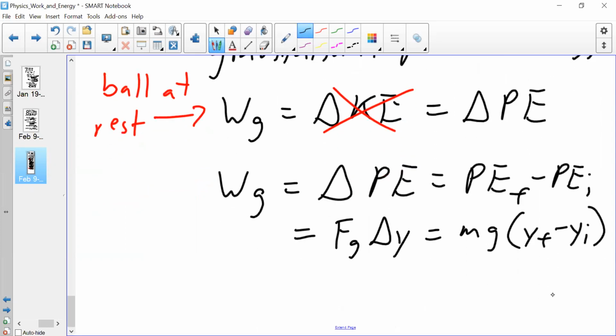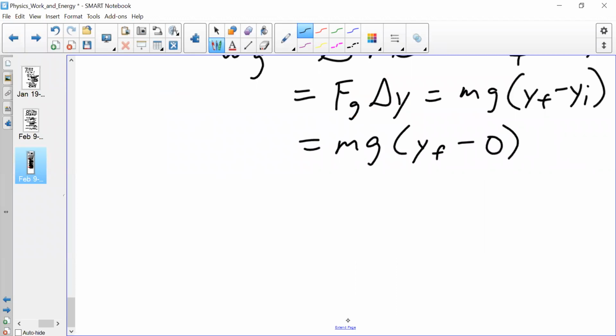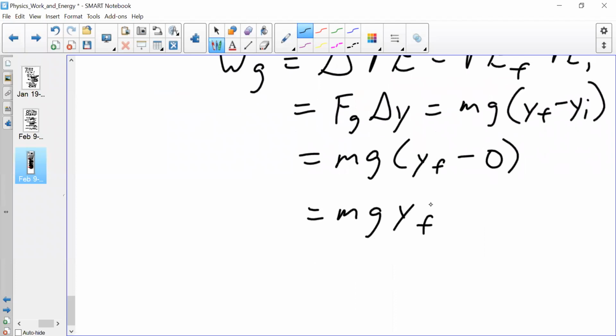We stated that the initial position, the initial height, is equal to 0. So this just becomes mg times y final minus 0, because y initial is 0 there. So whatever y final is, it doesn't matter. We know that it's going to be something other than 0. So we say mg y final. So at this moment, the work done by gravity is equal to mg y final.